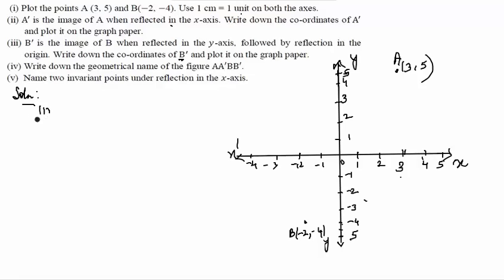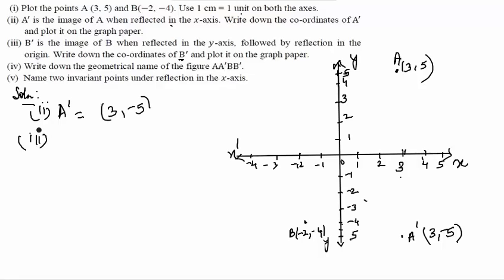Now we'll attempt the second part. A dash is the image of A when reflected in the x-axis. So when a point is reflected in the x-axis, the x coordinate remains the same and the y coordinate changes its sign. So it becomes (3, -5). So here it will be A dash. So A dash is equal to (3, -5).